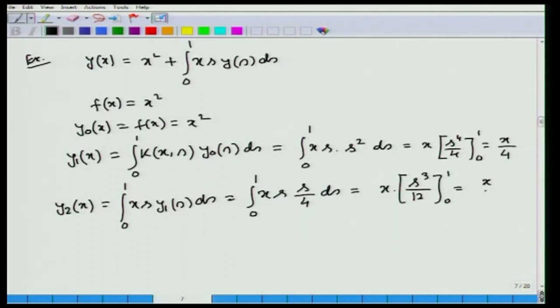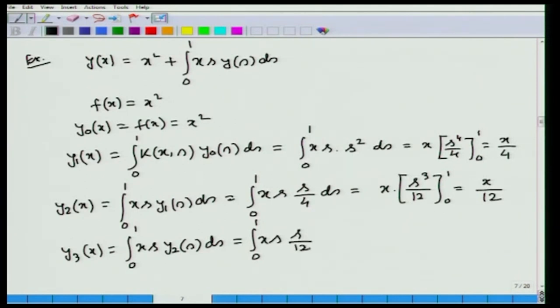So, this is equal to x by 12, and if we calculate one more term, then we can understand the trend about these iterates. That is, y3(x) equals the integral from 0 to 1 of x s y2(s) ds, that is equal to the integral from 0 to 1 of x s multiplied with s by 12 ds. So, this is equal to x times s cube divided by 36, limit 0 to 1. So, this is equal to x by 36.